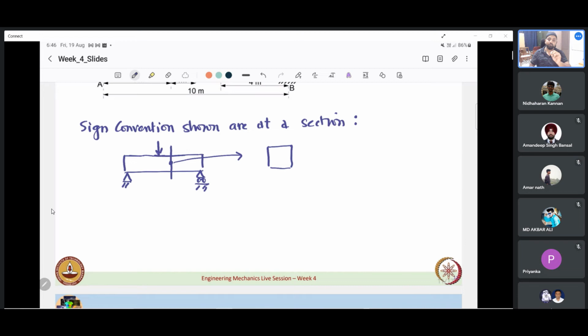because at that point, if you look from the left side portion, let us say this is portion 1, portion 2. From portion 1, if you sit and look at that point, the outward normal would appear to go like that. If you look at the same point, sit in section 2, the outward normal would look like going this way. So it is a representation of a point.